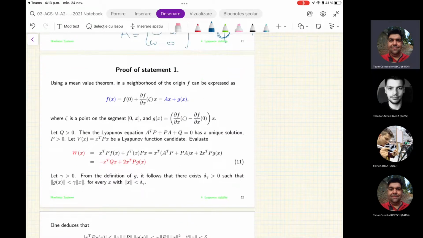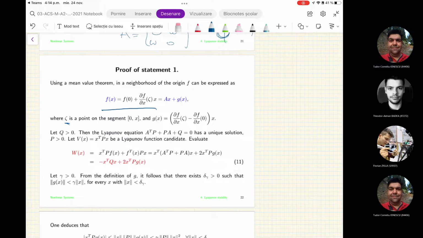So using a mean value theorem, we can say that in the neighborhood of the origin, f can be written like this, can be expanded like this, where, so it's in the neighborhood of origin. So in the set between 0 and x, we can pick zeta. We can pick zeta to be something like this, and G can be considered to be this guy, because G, if you look closely, G is this guy.